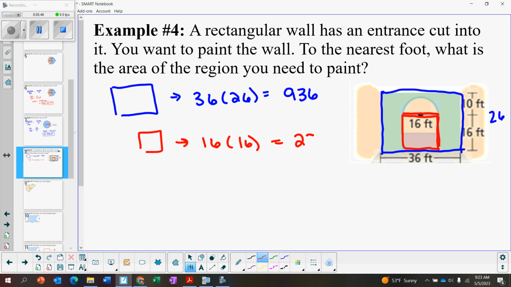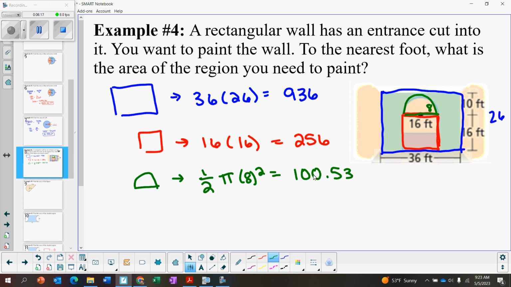That's 256. And I also have this semicircle. I know it's half of a circle and the radius is 8. So for my half circle, I'm going to do half of the formula for area, which is pi r squared. So this is 64 times pi times a half, or 32 pi, and I get about 100.53.